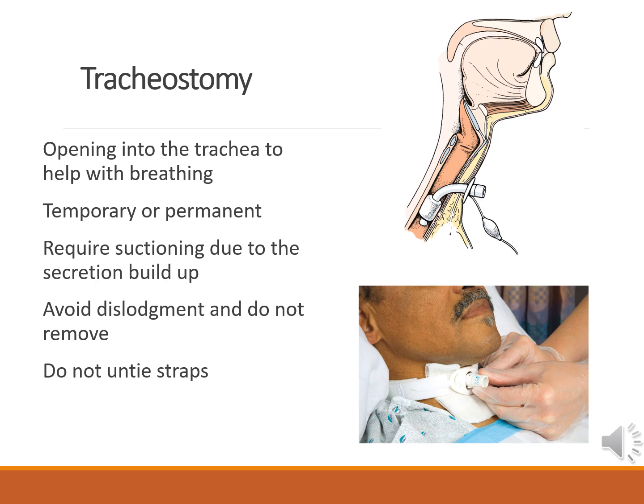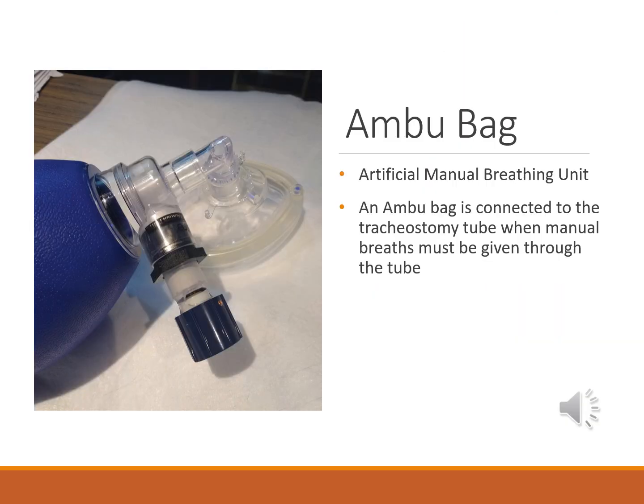Prior to imaging a patient with a tracheostomy, the radiographer should speak with the patient's nurse for any special considerations. The radiographer must take special care when moving the patient to avoid dislodgement. The straps around the patient's neck that hold the tube in place should never be untied, as they prevent it from becoming dislodged. In an emergency, an AMBU bag may be used to provide breaths by attaching it to the tracheostomy tube. AMBU stands for Artificial Manual Breathing Unit.